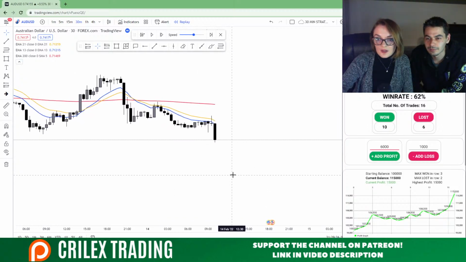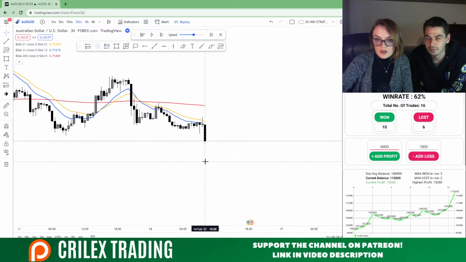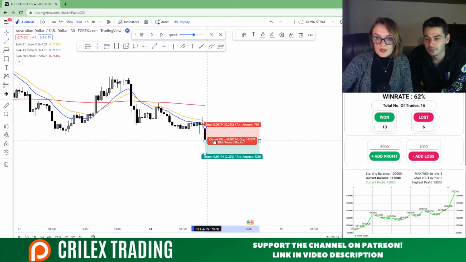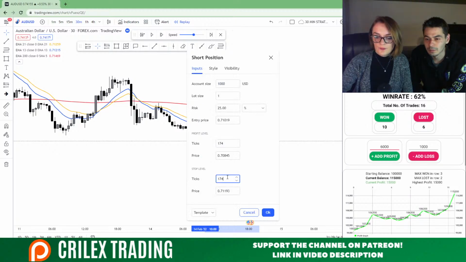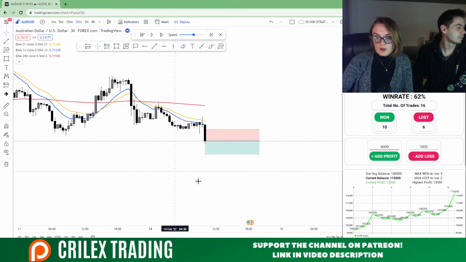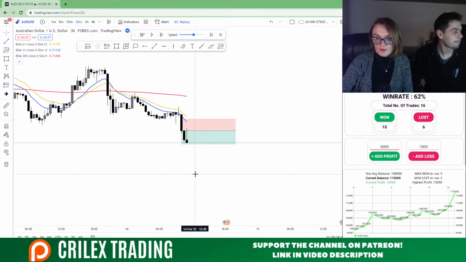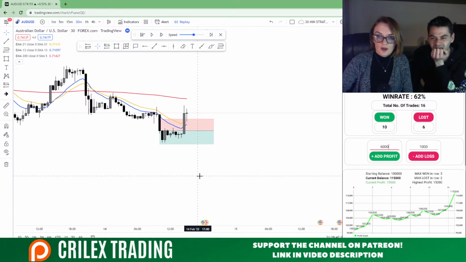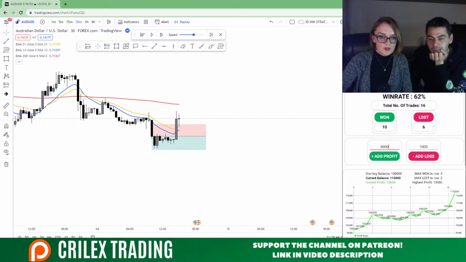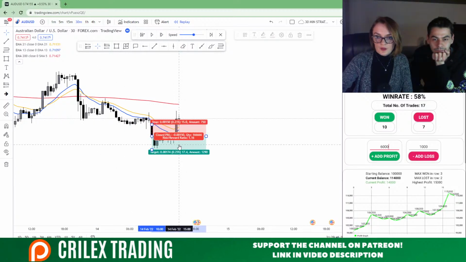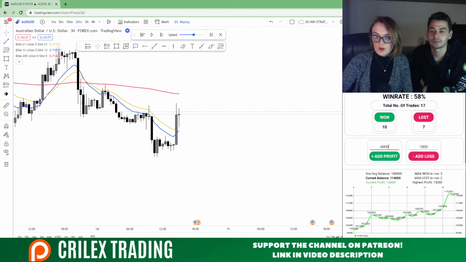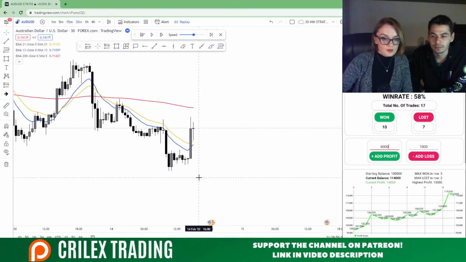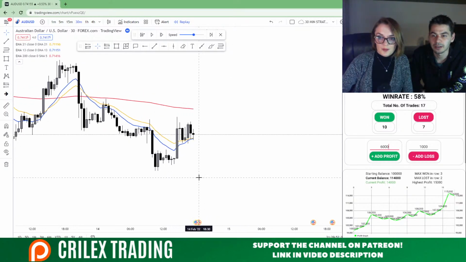So I can see here that the London session started with a nice move to the downside, so I'm going to use another short position here. Okay, the 1-to-1 was not hit yet, so we have full risk on the table, and this was actually a loss. But it's still fine, because overall we are on a nice profit.